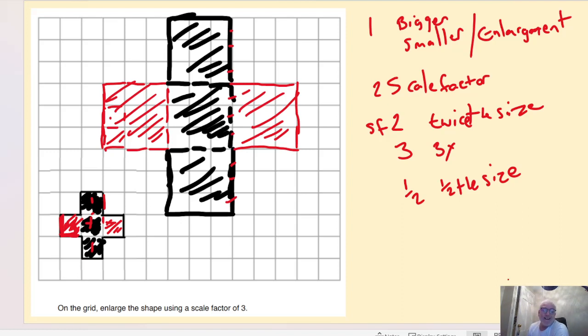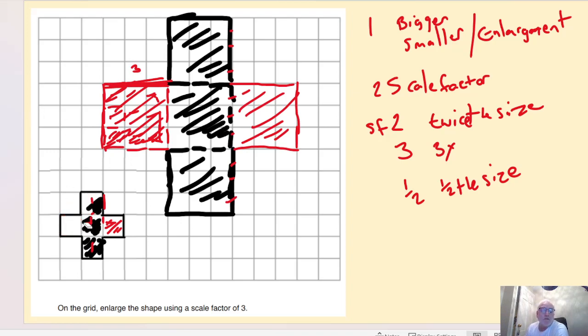So we're talking linear measurements for your scale factor. Don't fall into the trap of thinking, well, I started off with 1 square, and I've now got 9. This was 1 square, and that block there is actually 9 squares. The area would be 9 squares, but the linear measurement along the sides is 3 times bigger. There's 3 squares there, there's 1 square there.